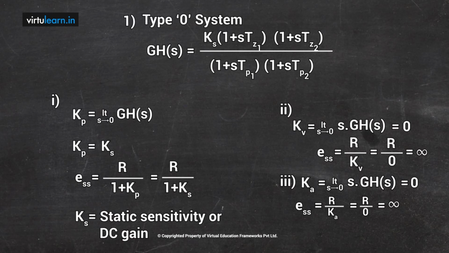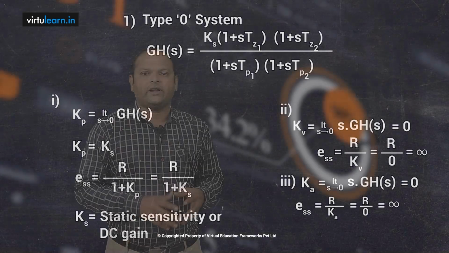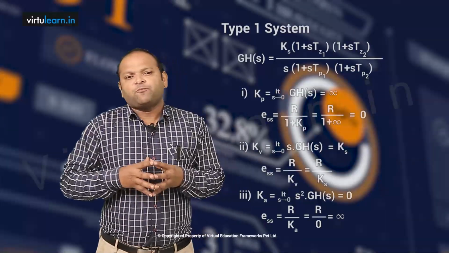Similarly, the third is the acceleration constant, Ka equal to limit s tends to 0 of s square GH of s. Again, if you take a type 0 system and substitute here, your Ka is going to be 0 and the corresponding error is infinity. Next, type 1 system.